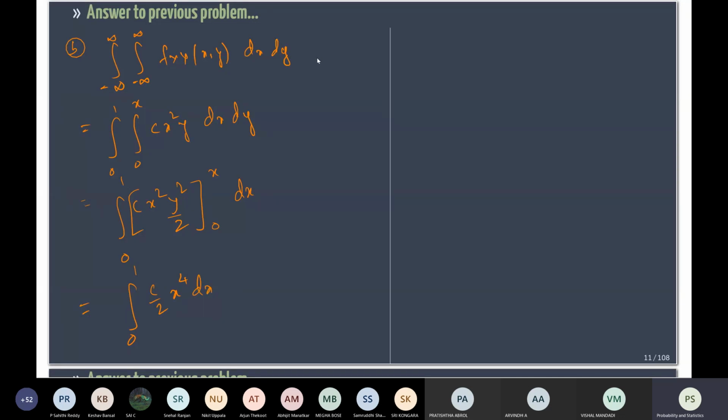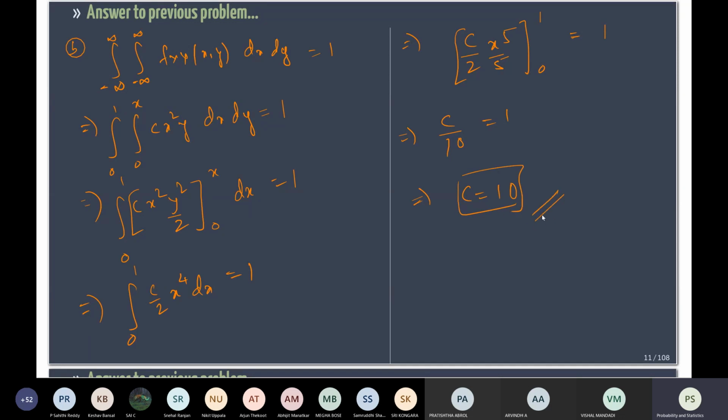All this is equal to 1, and we are supposed to find c. If we integrate this out further, we will be left with c by 2 times x to the 5 by 5. That's the integration part, and then we have 0 to 1 for x, and that must be equal to 1. So c by 10 is equal to 1, which implies c is equal to 10. Okay, so that was the b part.